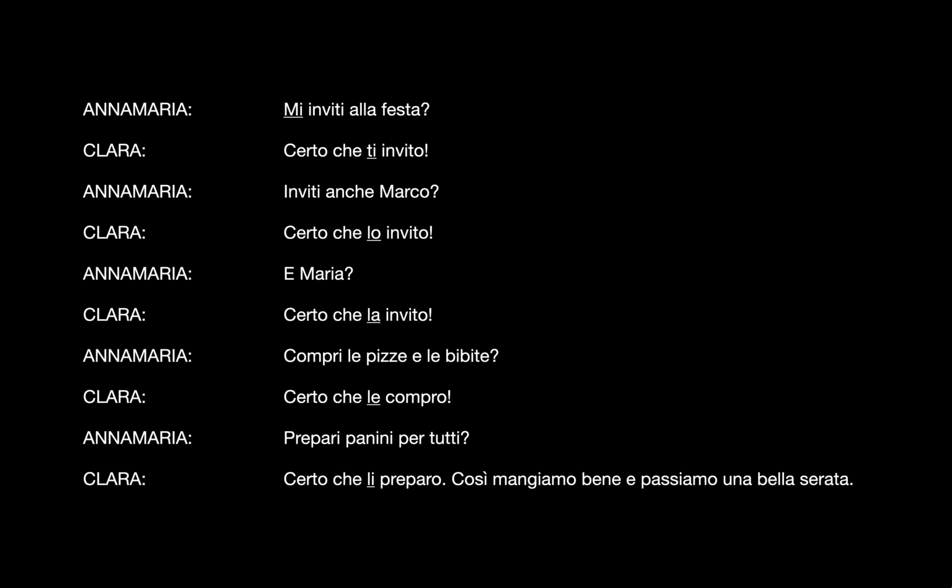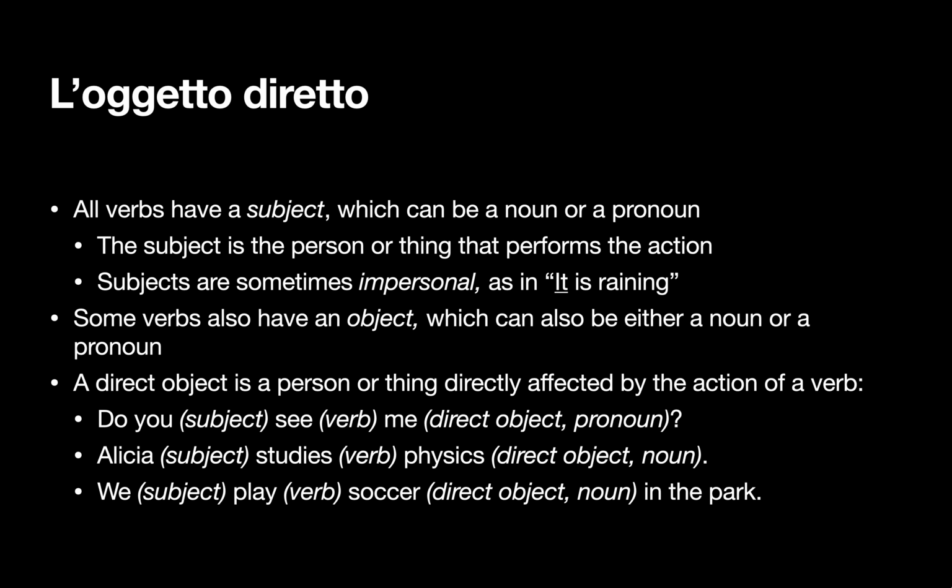So here are the pronouns that we are talking about, underlined. We're talking a lot about pronouns and subjects and objects here, so I want to clarify first what we're talking about grammatically speaking. Anytime you have a verb, verbs are action words, as you may recall from elementary school. All verbs have a subject, which can be either a noun or a pronoun, and is the person or thing that performs the action.